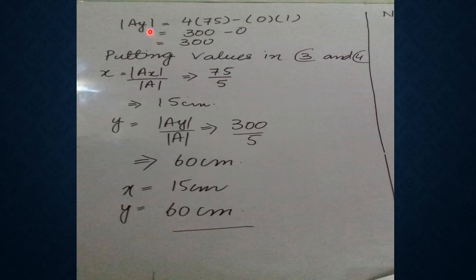Now find out the determinant of Ay. It's equal to 300. Putting the values in equations 3 and 4, x is equal to determinant of Ax divided by the determinant of A. So 75 divided by 5, which is equal to 15 centimeter. Y is equal to determinant of Ay divided by determinant of A, 300 divided by 5, so it is equal to 60 centimeter. Here x is equal to 15 centimeter, y is equal to 60 centimeter.